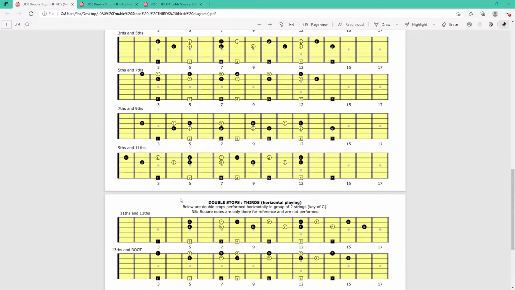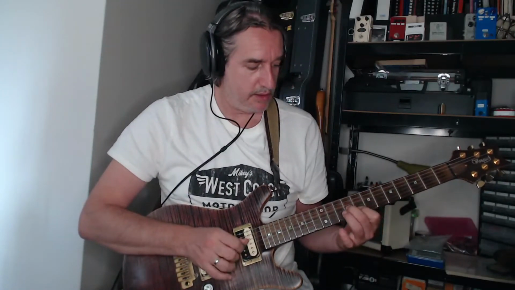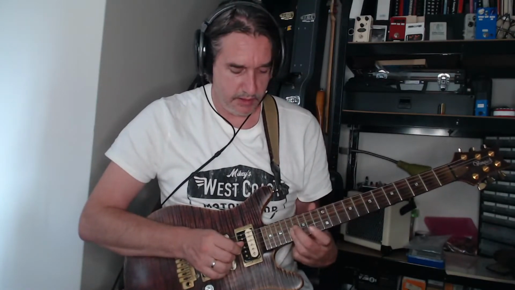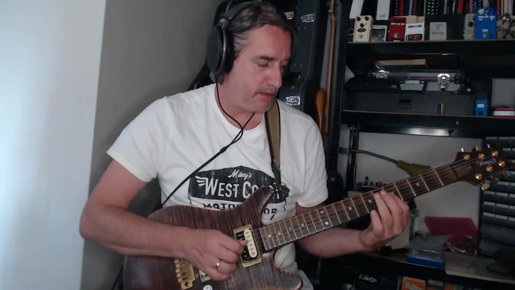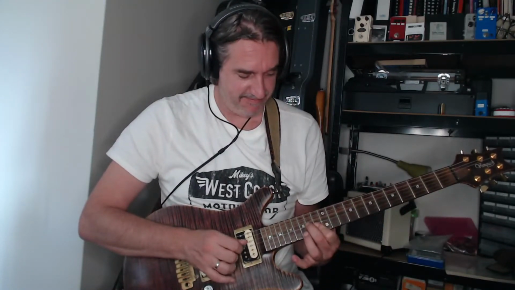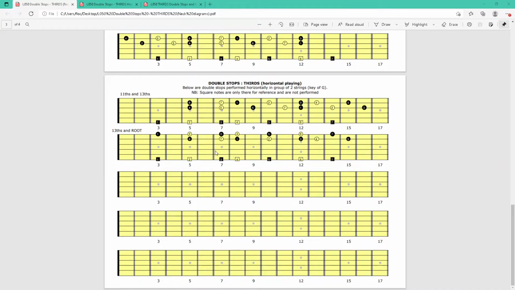And of course, after 9 and 11, we can look at 11 and 13s. Here is your 11, here is your 13, harmonized. Make a mistake. Last but not least, we have 13 and root, which is over here, 13 and root.